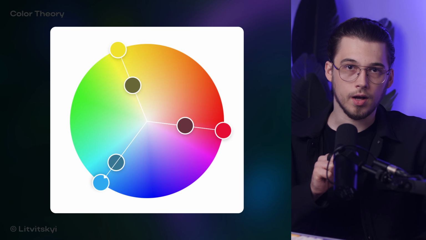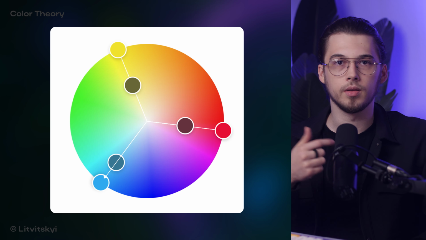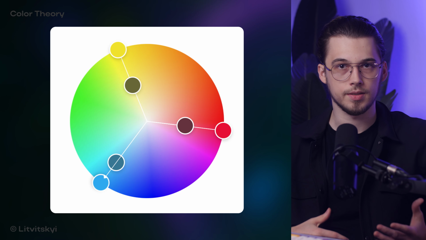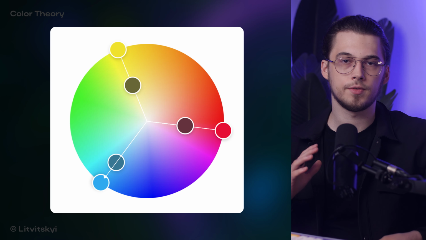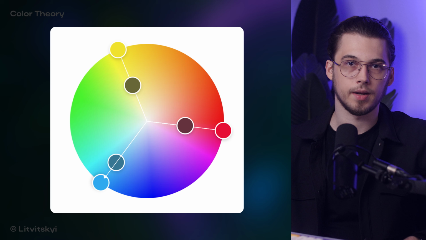This involves 3 colors equally spaced around the color wheel, like red, yellow, and blue. Triadic schemes offer vibrant contrast while maintaining balance. Artists have used this approach for centuries, and it remains effective in contemporary design.